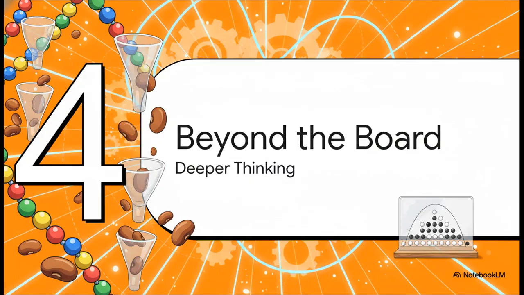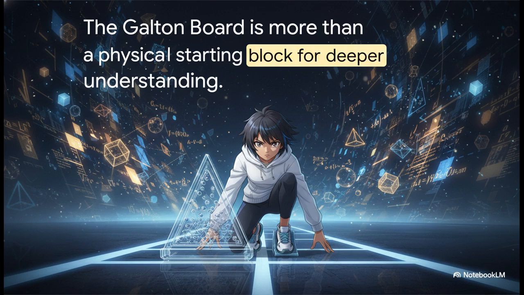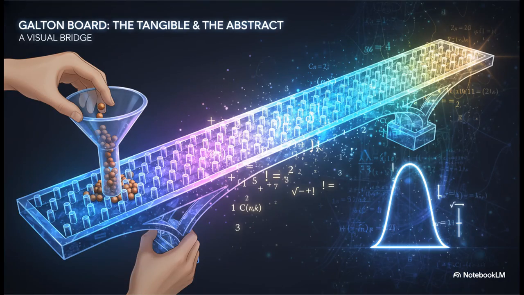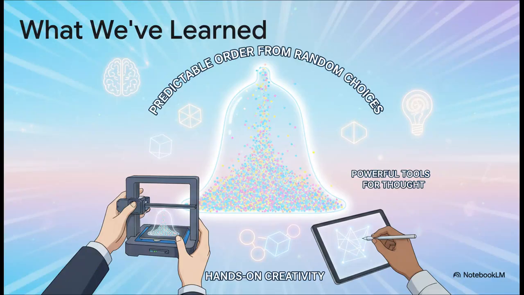So, where does all this leave us? What's the big idea to take away from playing with all these beads and beans? The Galton board, in all its wonderful 3D printed forms, is fantastic. But it's not the end of the story. It's really just a starting block. Its real power is that it's a bridge. It connects that abstract world of formulas on a blackboard to something you can hold, see, and touch. It's a way to build a real intuition for how the predictive power of math actually works in the world around us. So if we boil it all down, what are the big takeaways here?